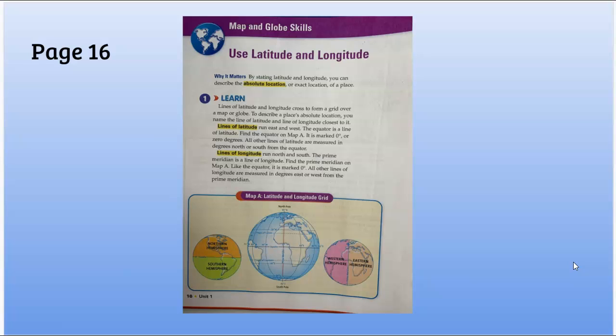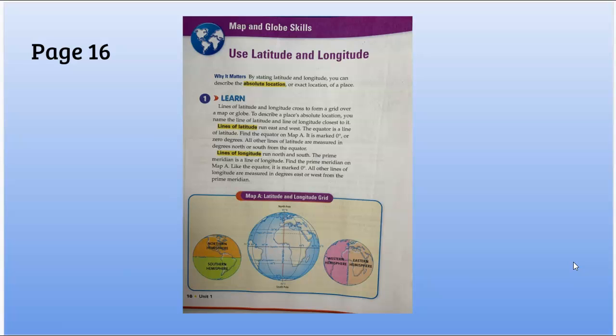Lines of latitude run east and west. The equator is a line of latitude. Find the equator on map A. That's down below. It is marked 0 degrees, or 0 degrees in words. So we have standard form and we have word form. All other lines of latitude are measured in degrees north or south of the equator. So you'll see the little N or you'll see the S.